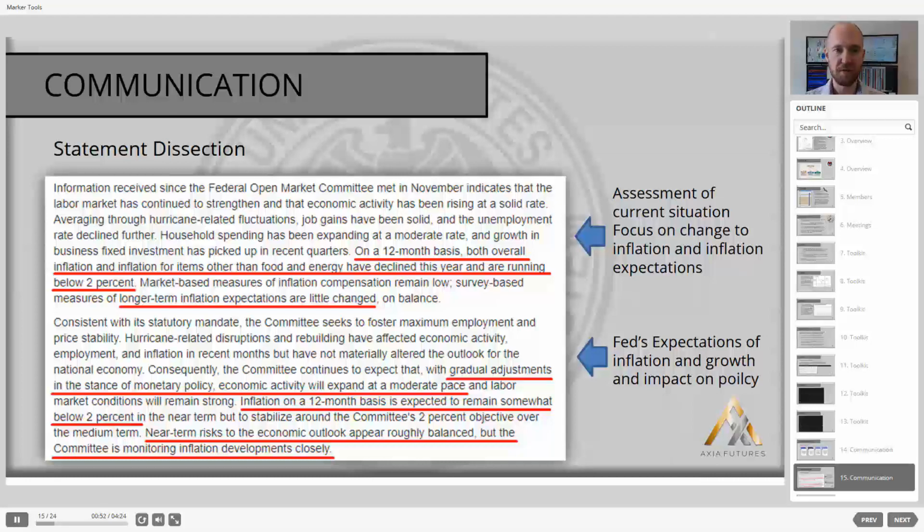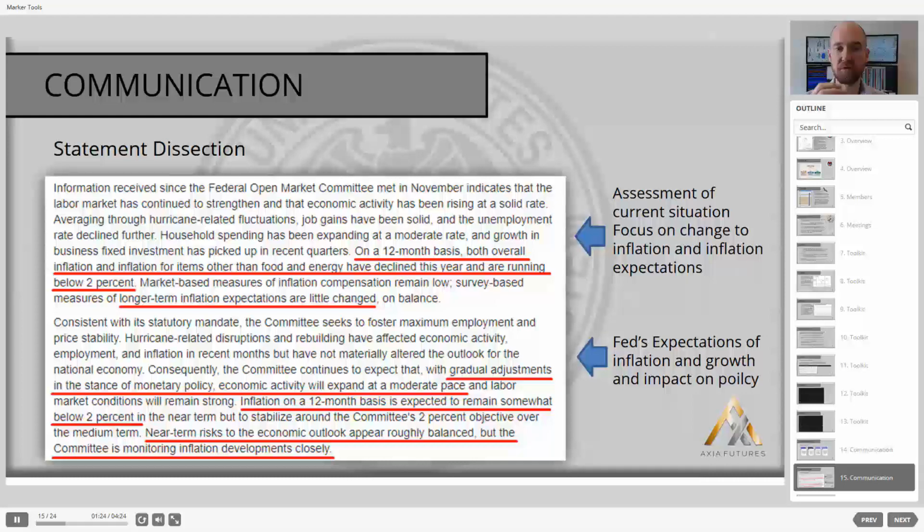So first up, the beginning of the statement starts with an assessment of their current situation. So this is just their view of what's happened since the last meeting. It's not necessarily indicative of what they're thinking going forward and what's going to actually influence their rate changes. Focus here needs to be on inflation and inflation expectations. To start with, they will talk about job gains and employment. Now, at the moment, these are not so focal areas. There could become a time where this becomes focal. But going into 2017-18, it's all about the inflation side of things.